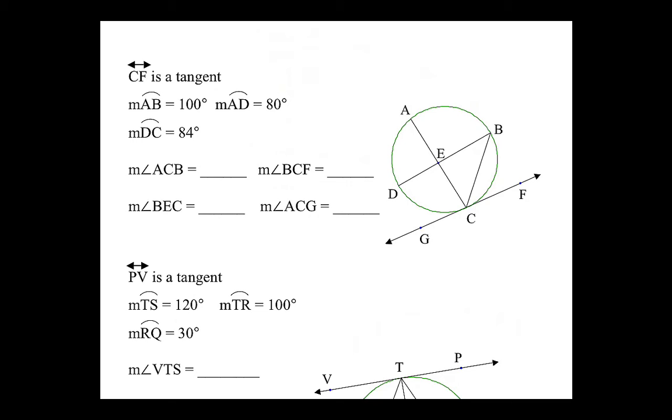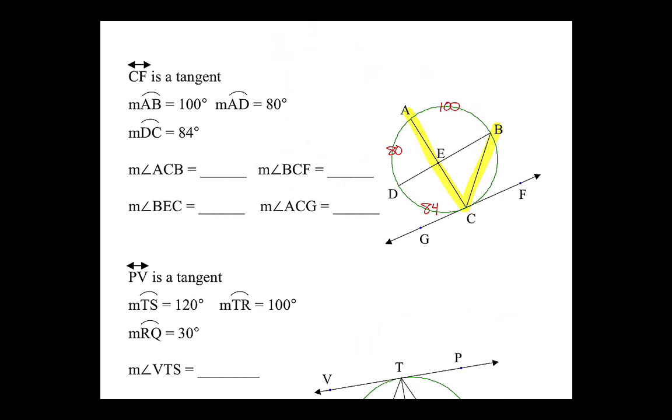Next example, again, let's put our information onto the circle. It says that arc AB is 100 degrees. It says that arc AD is 80 degrees. And we have arc DC is 84 degrees. And we're looking for all these other angles. So we're looking for angle ACB. Again, let's trace that out. ACB.